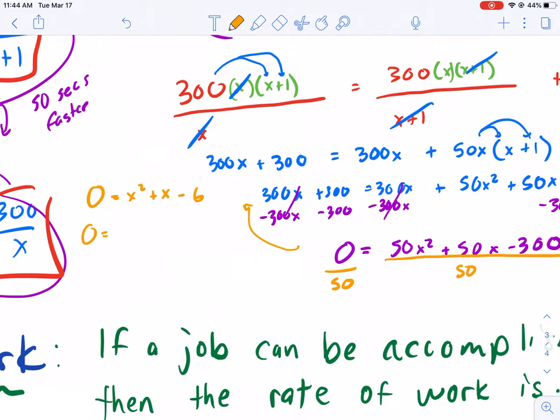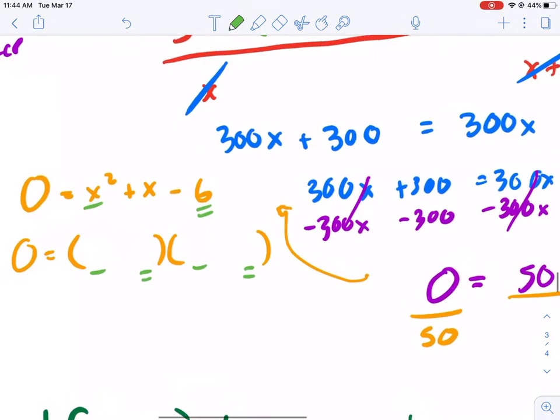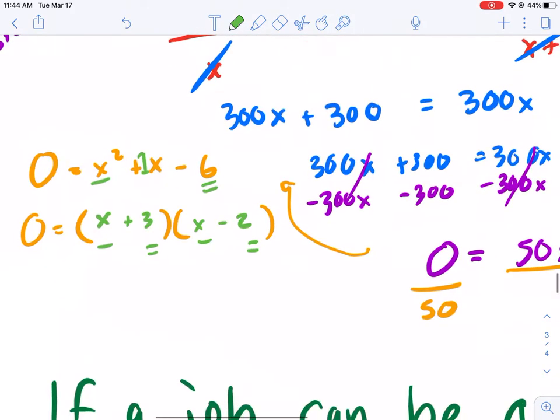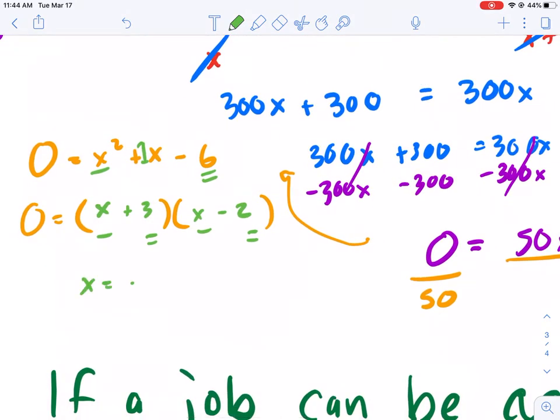It's a trinomial, so we're going to factor it into two parentheses, where the first term will go into the first slot, and the factors of the last term will go into the second slot. We get x and x, and then we think of the factors of negative 6 that will add up to give us positive 1x, and that is a positive 3 and a negative 2. So our answer is x equals negative 3 or 2.